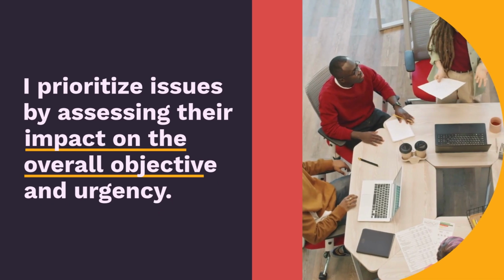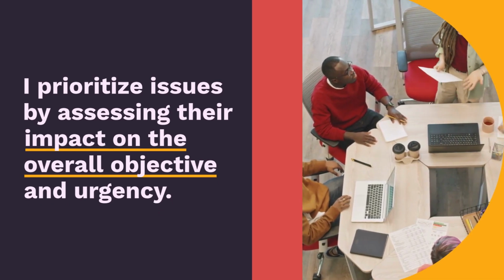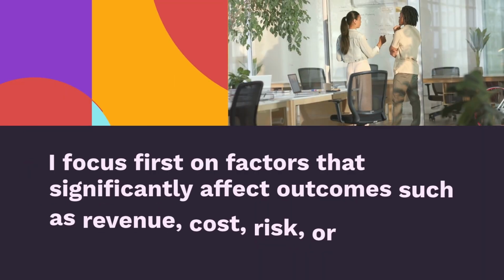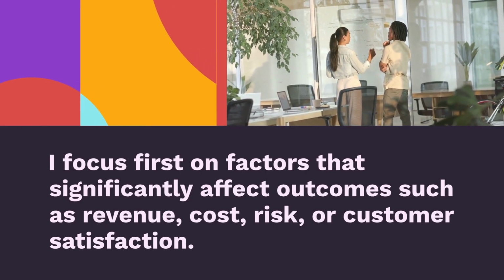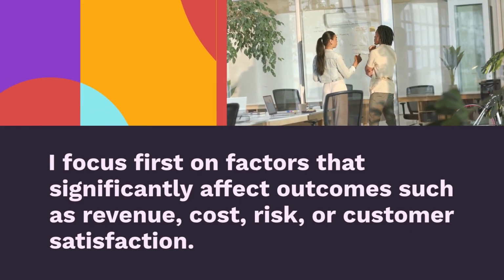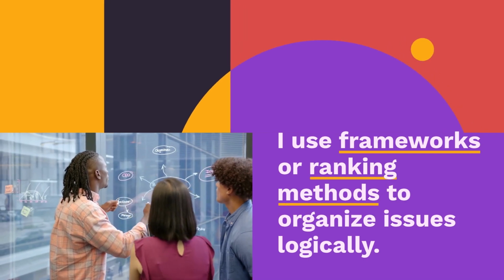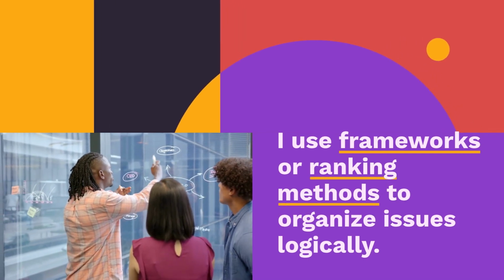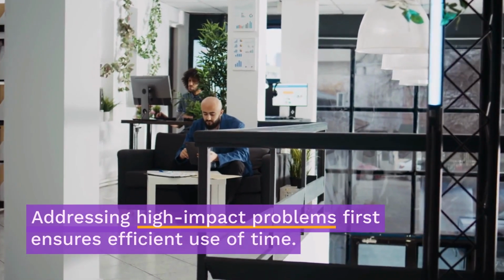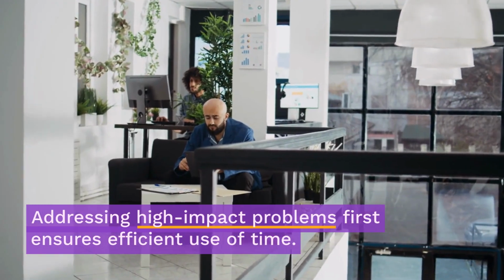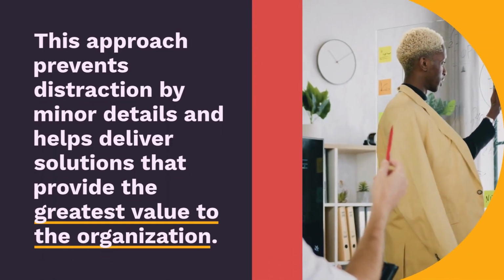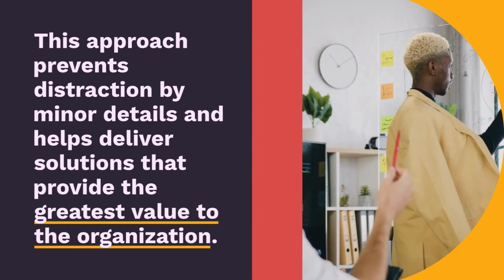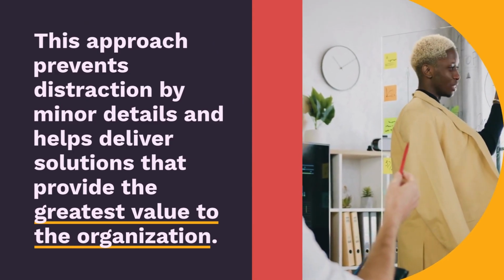5. How do you prioritize issues in a complex case study? I prioritize issues by assessing their impact on the overall objective and urgency. I focus first on factors that significantly affect outcomes, such as revenue, cost, risk, or customer satisfaction. I use frameworks or ranking methods to organize issues logically. Addressing high-impact problems first ensures efficient use of time. This approach prevents distraction by minor details and helps deliver solutions that provide the greatest value to the organization.